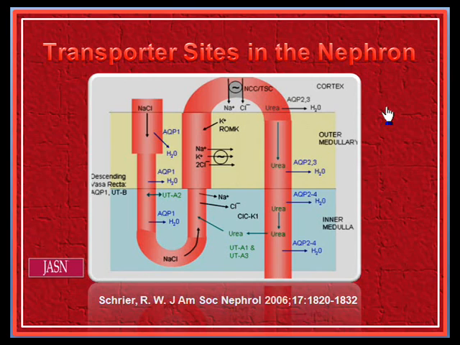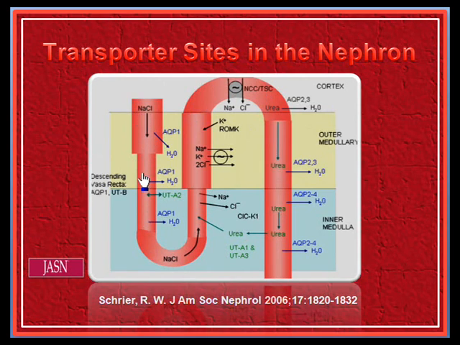This diagram summarizes the transporter sites in the nephron. So, after the glomerulus, we have the proximal convoluted tubule, the descending limb of the loop of Henle, the loop proper, the thin portion of the ascending limb, the thick portion of the ascending limb, the distal convoluted tubule, the collecting duct. This is a schematic representation.